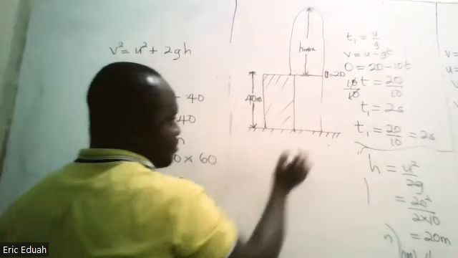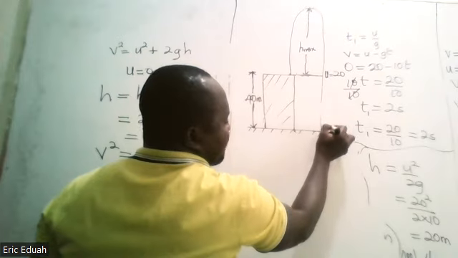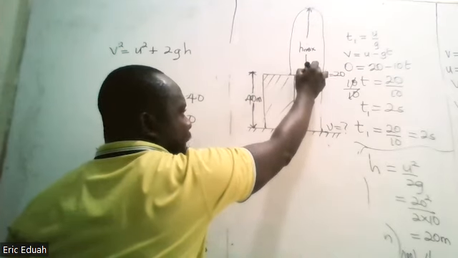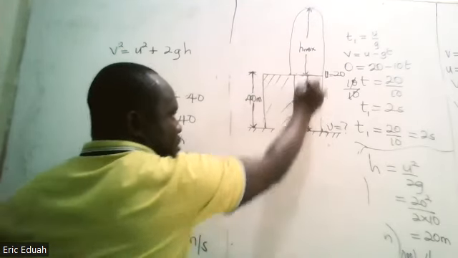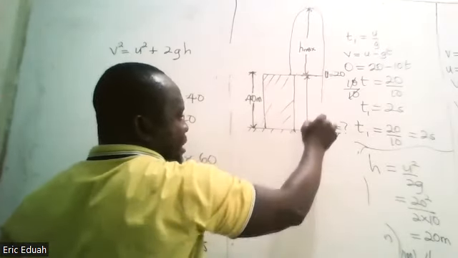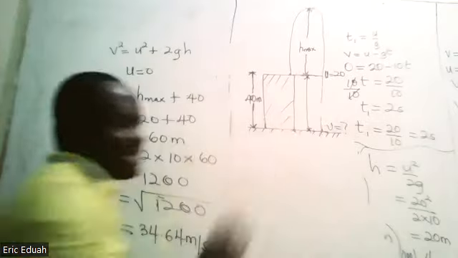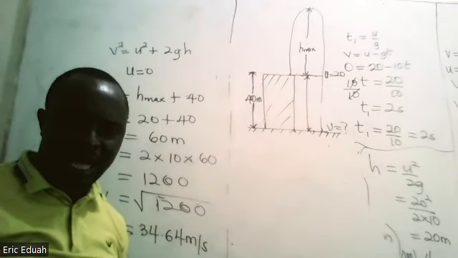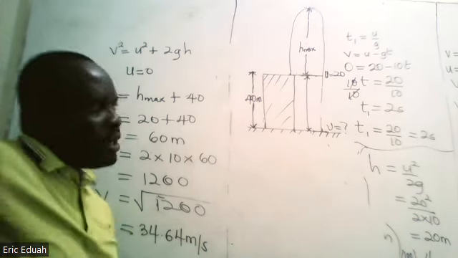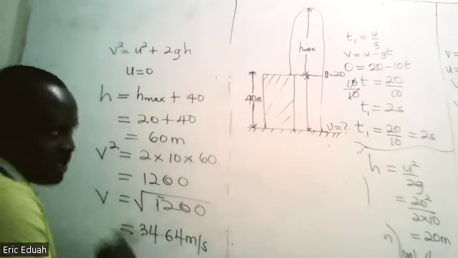meters per second. Now we want the velocity just before it hits the ground, which becomes the final velocity, which we don't know. But we have the height of the tower. So if we could get the velocity from here to here, we can just add it to the 20 to give us the total velocity just before the body hits the ground. Are we fine with the explanation? Look, another way to get the same answer, 34.64 meters per second.